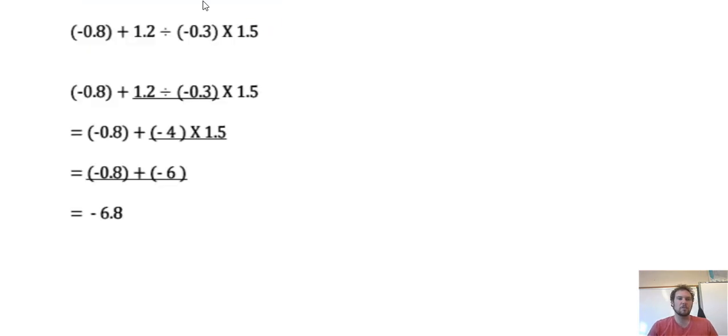So if I wanted to do, for example, this one right here, -0.8 plus 1.2 divided by -0.3 times 1.5, right? So again, what we're going to do is just follow our order of operations. Order of operations says that we're going to do brackets first, and then exponents, and then division and multiplication, and then addition and subtraction. So if I go through this, I'm going to do it one step at a time. And as we do each step, we're going to work vertically, right? We're going to work down our page.